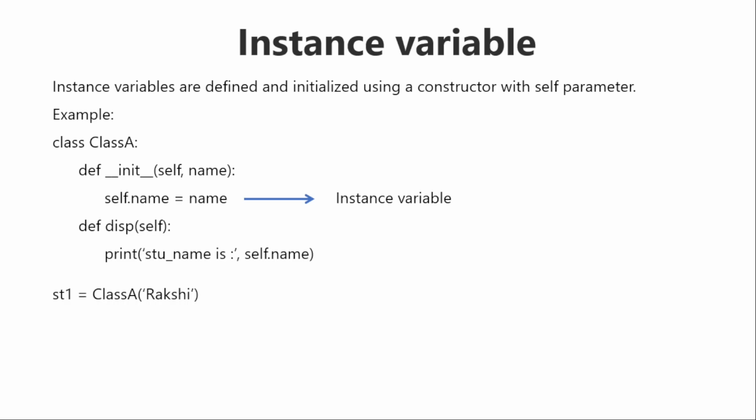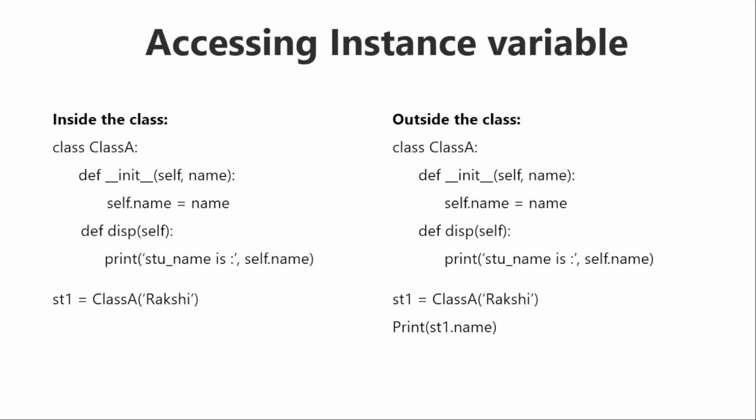The variable which is defined inside the constructor and initialized with the self parameter is known as an instance variable. Next is accessing instance variables, inside the class and outside the class. Here we have two cases. One is accessing the instance variable inside the class. The instance variable is initialized and defined inside the constructor with the help of the self parameter. So first one, inside the class.